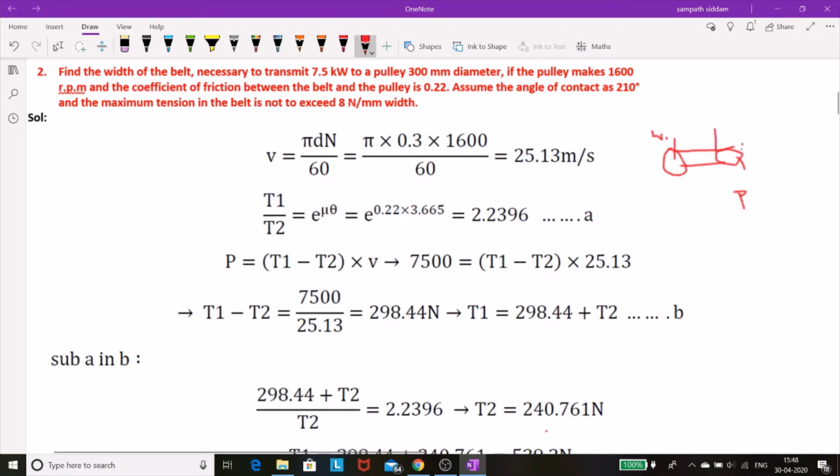The diameter of the pulley is given. What is the diameter of the pulley? That is 300 mm. The speed of the pulley is given as 1600 rpm, and the coefficient of friction between the belt and the pulley is 0.22. Due to the friction itself, there is a power transmission. Assume the angle of contact as 210 degrees.